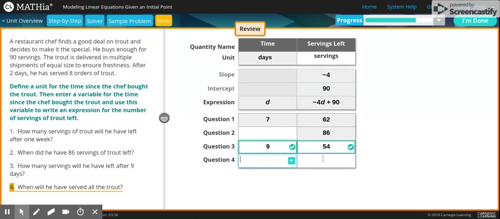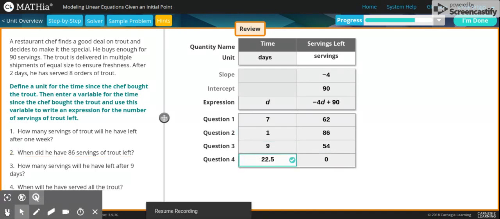When will he have served all the trout? So how many servings are left? 0. And then for these two problems, you typically use the solver. So after I'm done using the solver, I will get back to you with the answers.